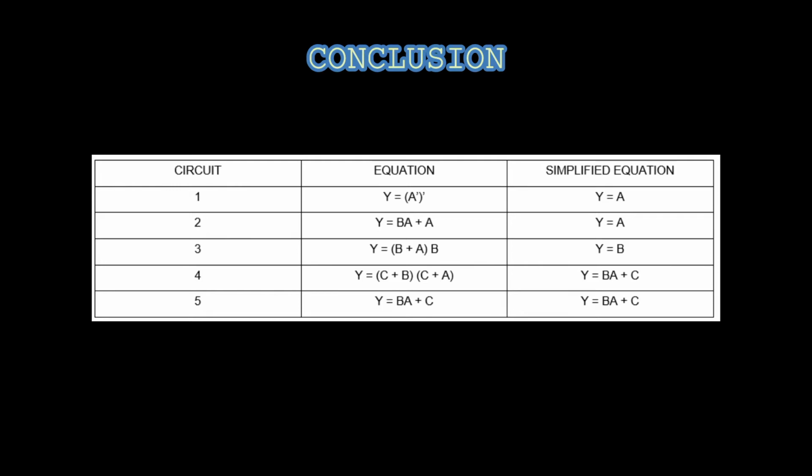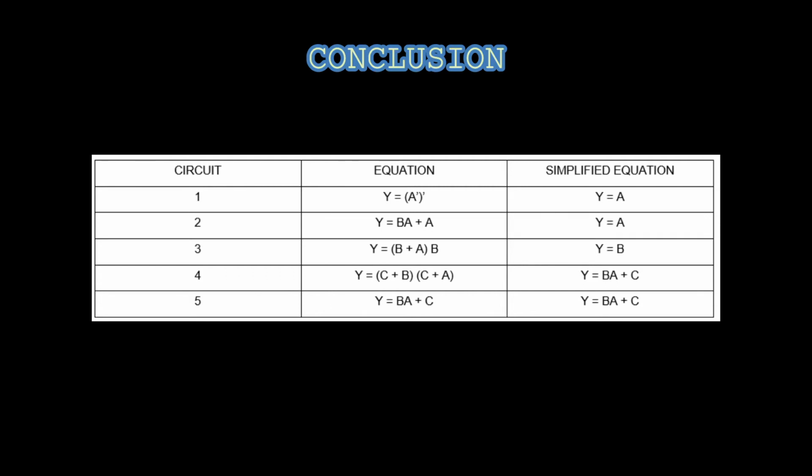The third circuit can be written as Y is equal to B plus A quantity multiplied by B, which when simplified would be Y is equal to B. Therefore, whatever is the input for B would be the output for Y. If B is equal to 1, then Y would be equal to 1. If B is equal to 0, then the output Y would be 0.